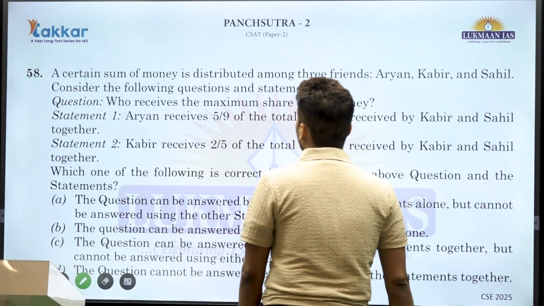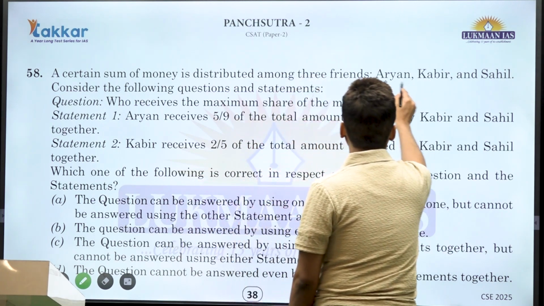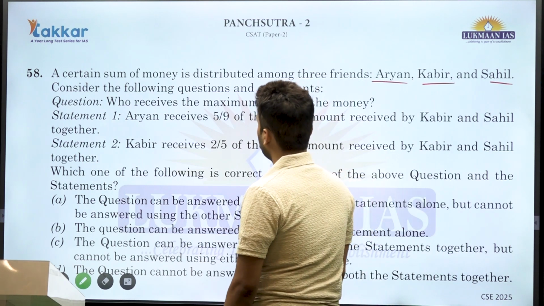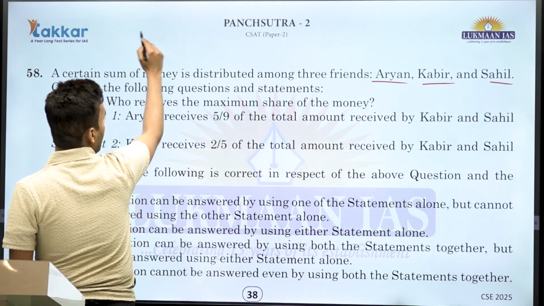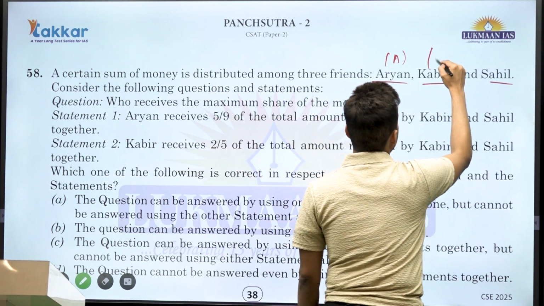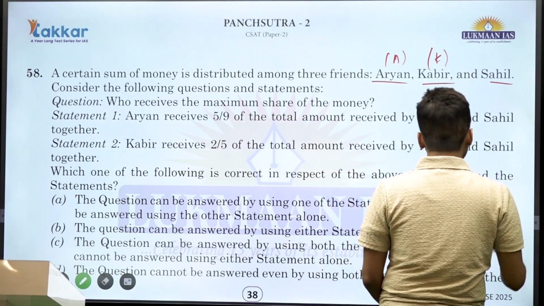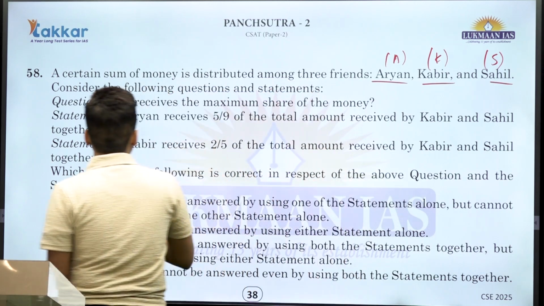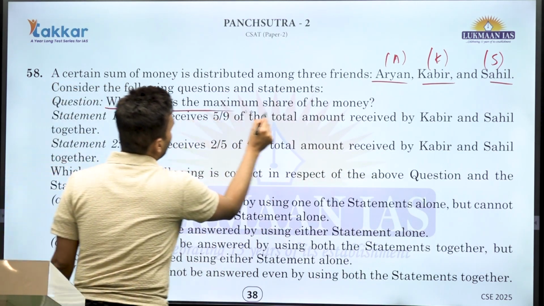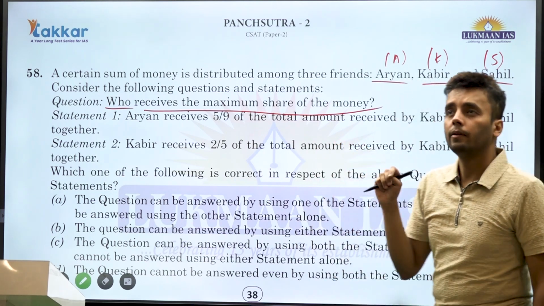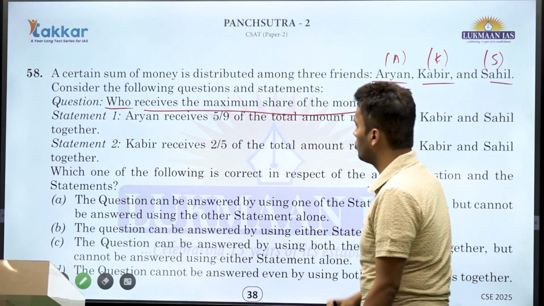A certain sum of money is distributed among 3 friends, Aryan, Kabir and Sahil. Let's denote Aryan by A, Kabir by K, and Sahil by S. The question is asking who receives the maximum share of the money. Who among these 3 friends gets the maximum share? This is what we need to find.